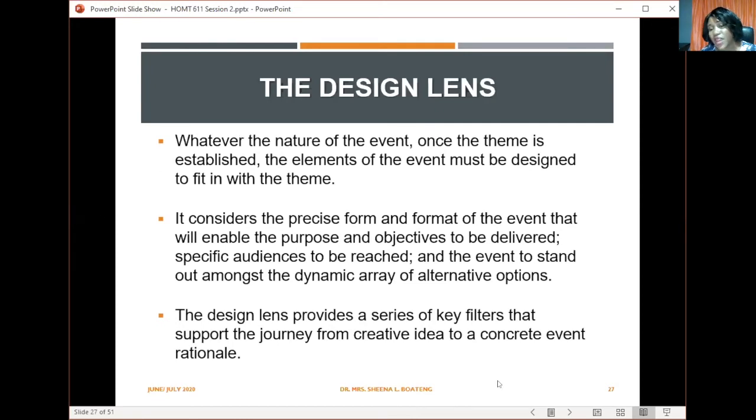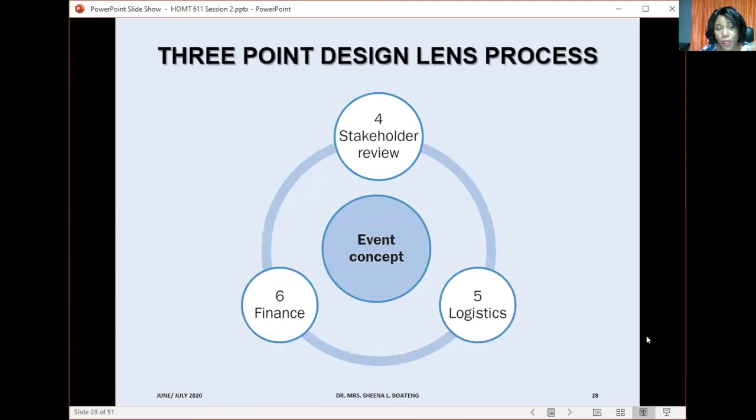And just like the creative lens, the design lens also has a series of filters that we have to put the theme through to ensure that we have created a good enough event around it. So just like the creative lens, at this stage, we have three main pointers that we have to address. The first one is the stakeholder review. The second one is logistics. And the third one is finance. And by the time we have finished conducting the stakeholder review, determining the logistics, and then determining our finances, we'll be able to finally come out with an event concept.